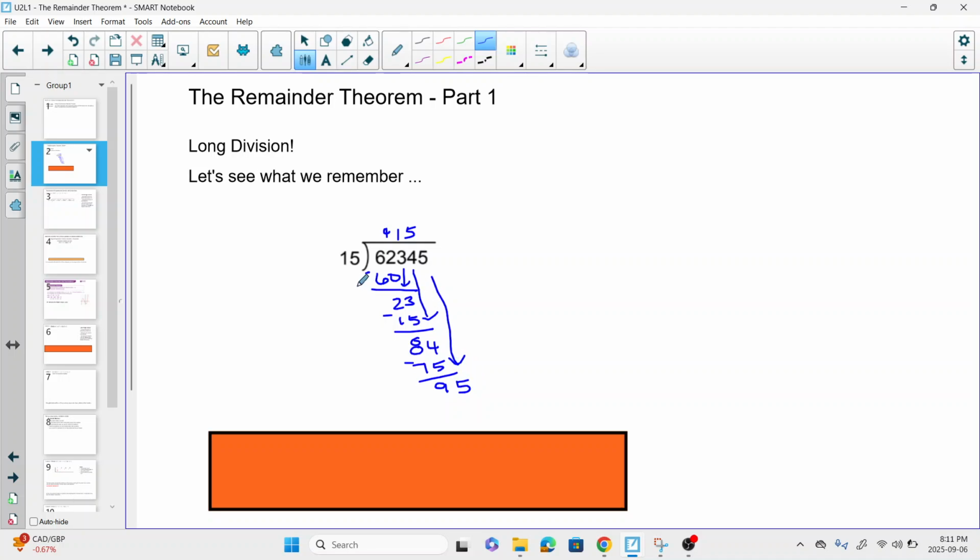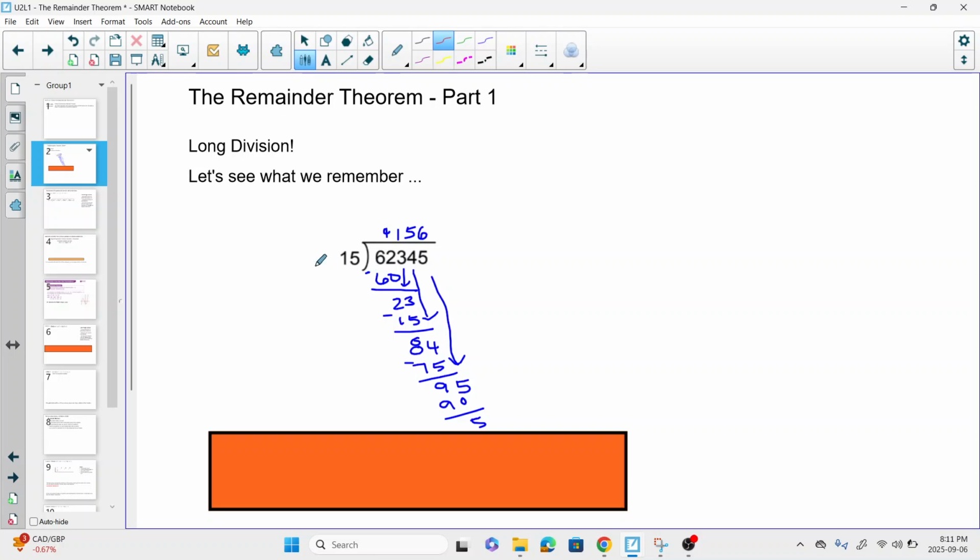And now, how many times does 15 go into 95? Well, it can go in one more time now. We knew that 5 times was 75, so 6 times would be 90. And then again, we subtract, we're left with a 5. There's no other number to bring down, so we are done.